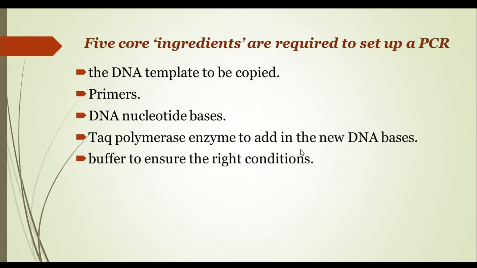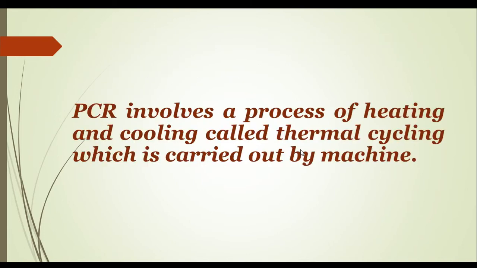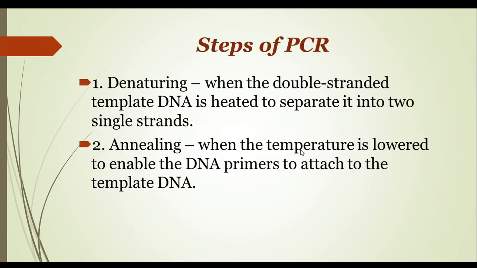Now, five core ingredients are required to set up a PCR. First is the DNA template to be copied. Second, primers. Third is DNA nucleotide bases. Fourth is Taq polymerase enzyme. And fifth is buffer to ensure the right conditions. PCR involves a process of heating and cooling that is called thermal cycling, and this thermal cycling is carried out by a machine. Now we are going to study the steps of PCR.